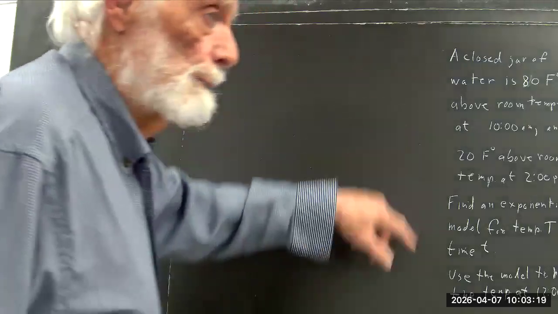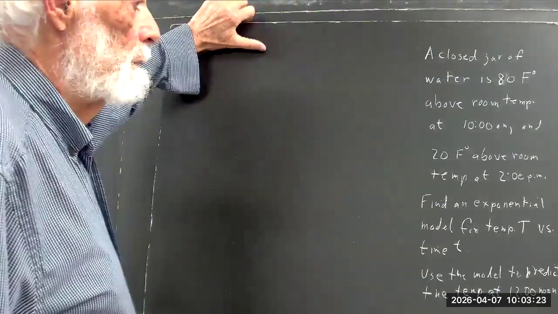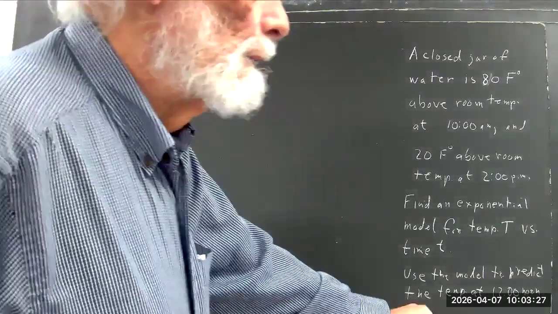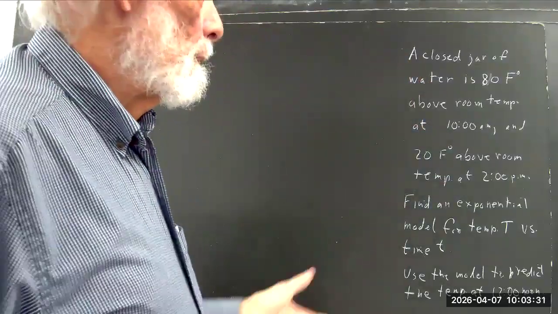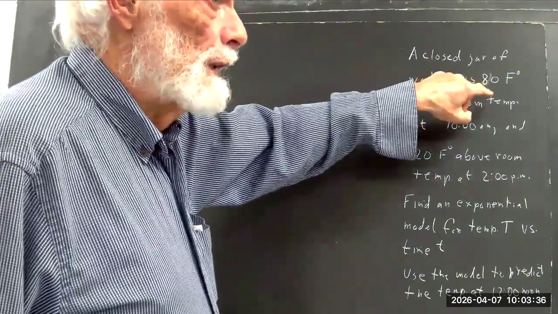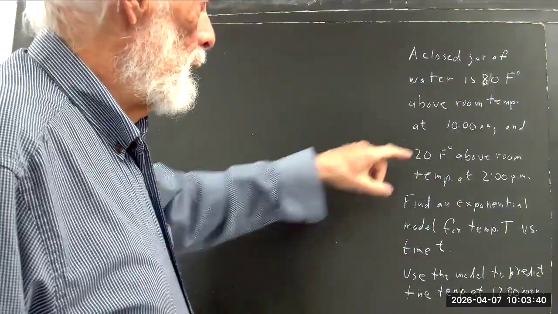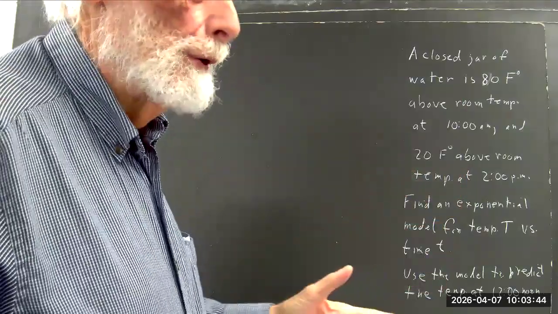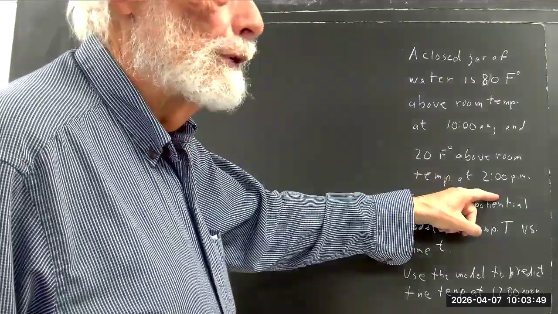Start with a problem, sort of a quiz problem, because, well, it is a quiz problem. And this is basically what we did in class last time. So we have a closed jar of water. It's at 80 degrees Fahrenheit above room temperature at 10 o'clock a.m. It sits there. The room doesn't change temperature. It's 20 degrees above room temperature at 2 p.m.